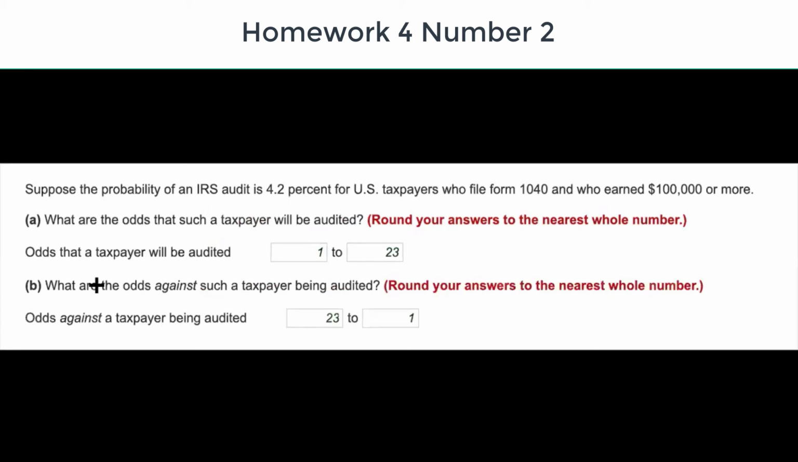Now, to get the odds against such a taxpayer being audited, you're just going to flip it. We're going to make this 23 to 1. So whatever you get here, to find the complement, you're just flipping it here.